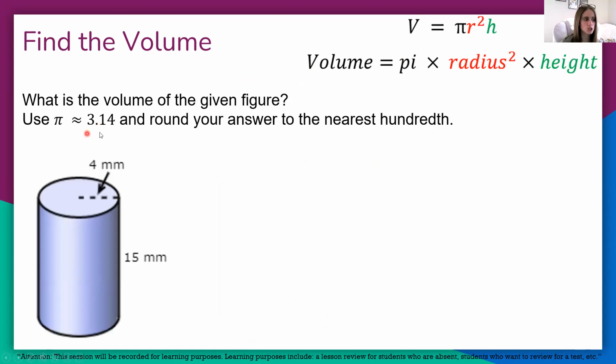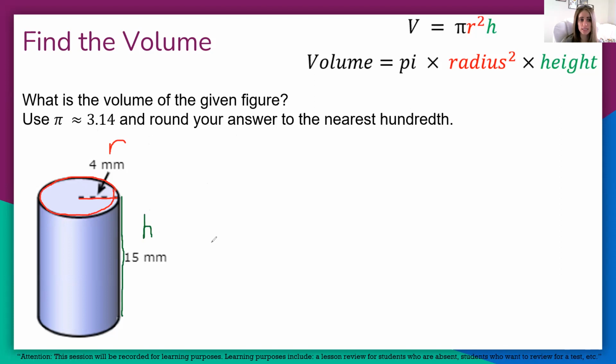We are being told to use 3.14 as our approximation for pi and round our answer, if necessary, to the nearest tenth. So first, let's go ahead and label our information. I see right here, this is part of our circle. So the top of our cylinder makes up a circle, and from the center to the edge is 4 millimeters, and that is our radius. And then the height of the cylinder, that's how tall it is, 15 millimeters.